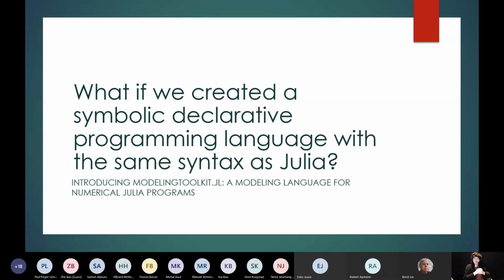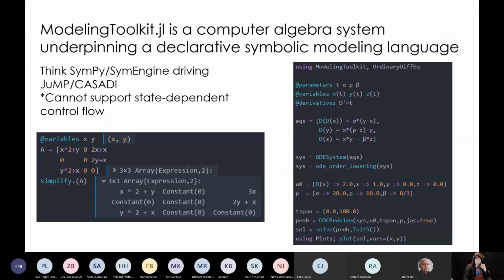Then you can start to get these tools, these freebies, along with the modeling language without having to do any work. And this is ModelingToolkit, which is a modeling language for numerical Julia programs. So what does that look like?